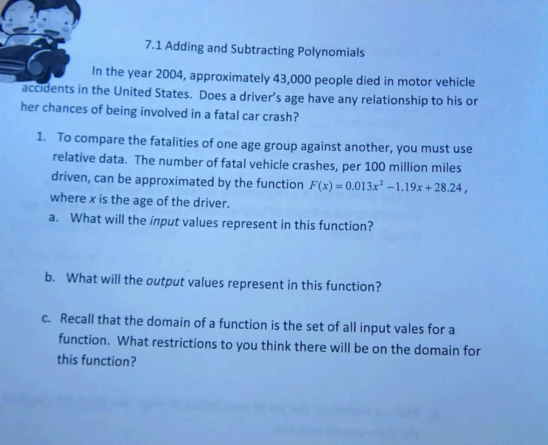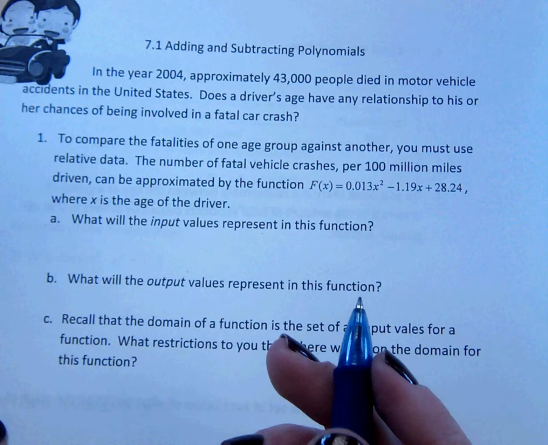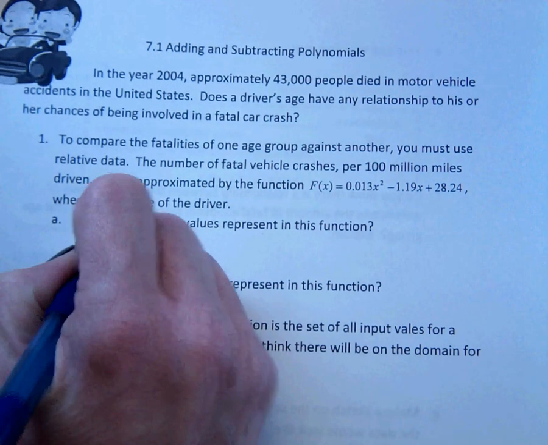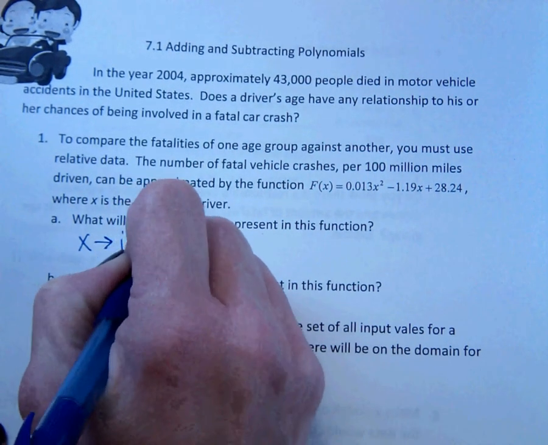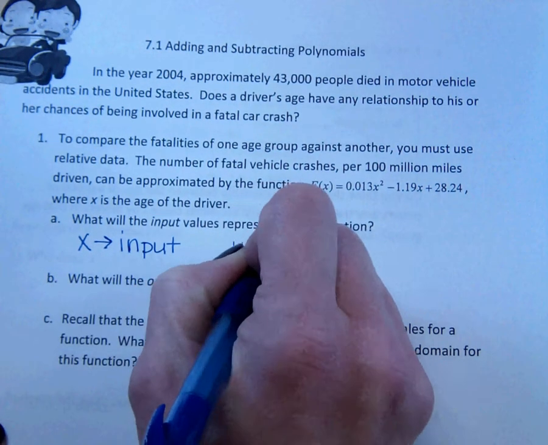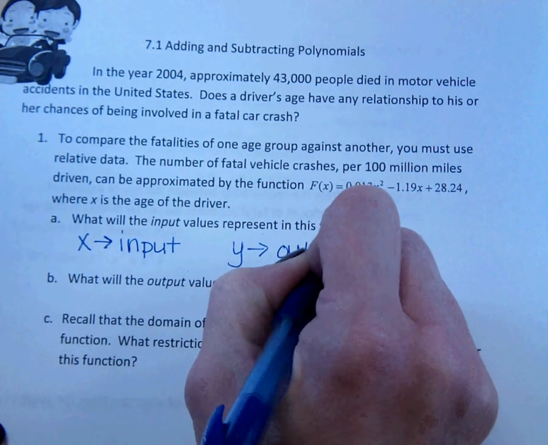Okay, now we're going to work through the activity and we're going to see if there is a relationship. So number 1, to compare the fatalities of one age group to another, you must use some data. The number of fatal vehicle crashes per 100 million miles driven can be approximated by the following function. So you can see the function right there. X represents the age of the driver. Now, remember, input and output. Remember, X's were our input values, and the Y's were our output values.